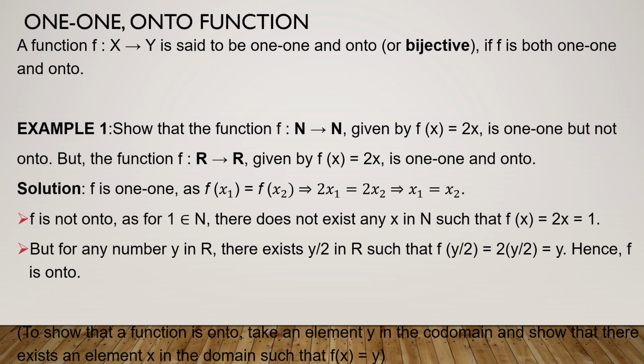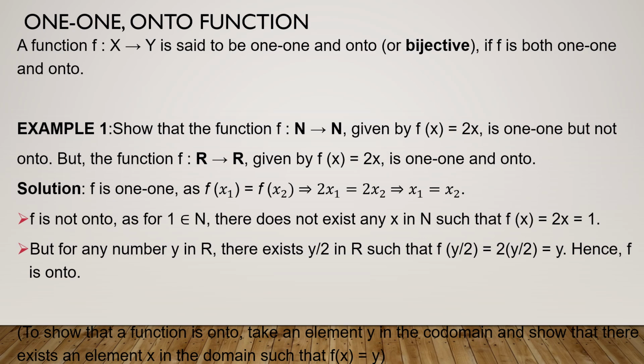In the first case, f is from N to N, f is 1-1. Why? Because f(x1) = f(x2) will always imply 2x1 = 2x2, which will always imply x1 = x2. So it is 1-1. But f is not onto.